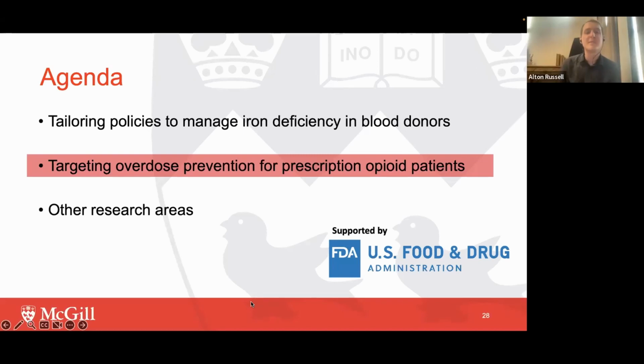All right, so next I'm going to move to a totally different topic or application area, which is targeting overdose prevention for prescription opioid patients. This is work that I began during my postdoc, supported by and in collaboration with the FDA. But due to some delays in getting the data, I couldn't do the data-driven modeling part until after I started my position at McGill. So I've been trying to hack away at it when I have the time.